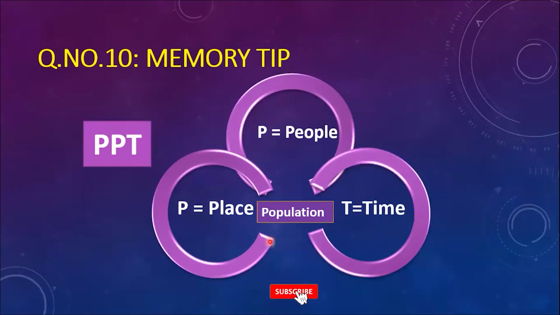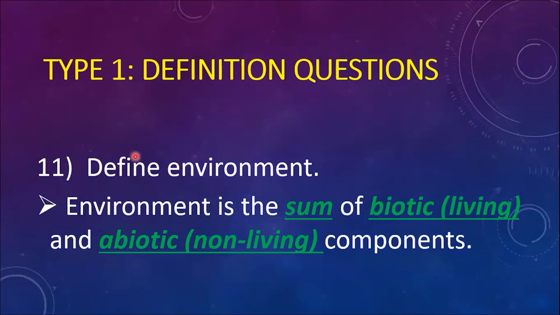Okay, let's go to the memory tip. Look here. You can remember PPT. So I am presenting this in PPT file, means presentation file. So you remember PPT means people, place and time. So when you are defining population, you remember PPT. Let's go to next 11 number.